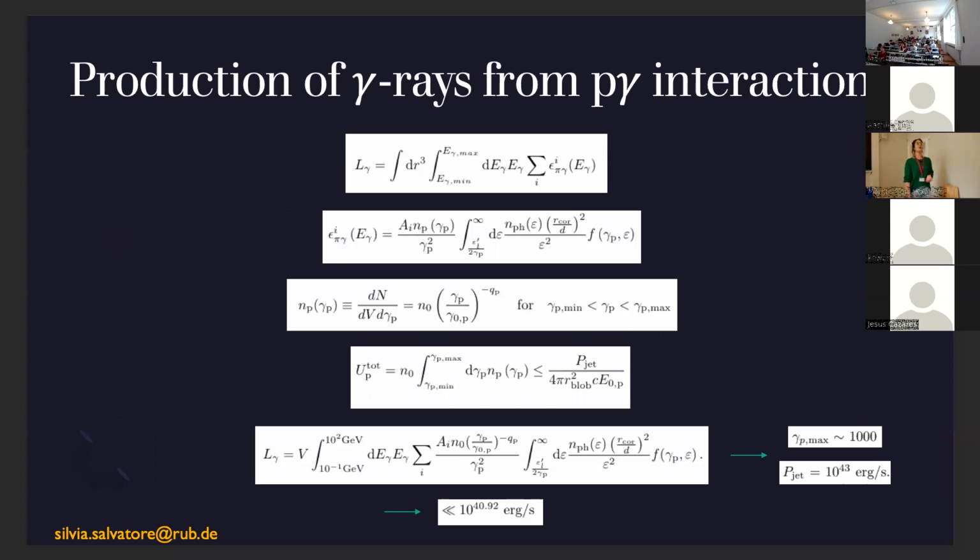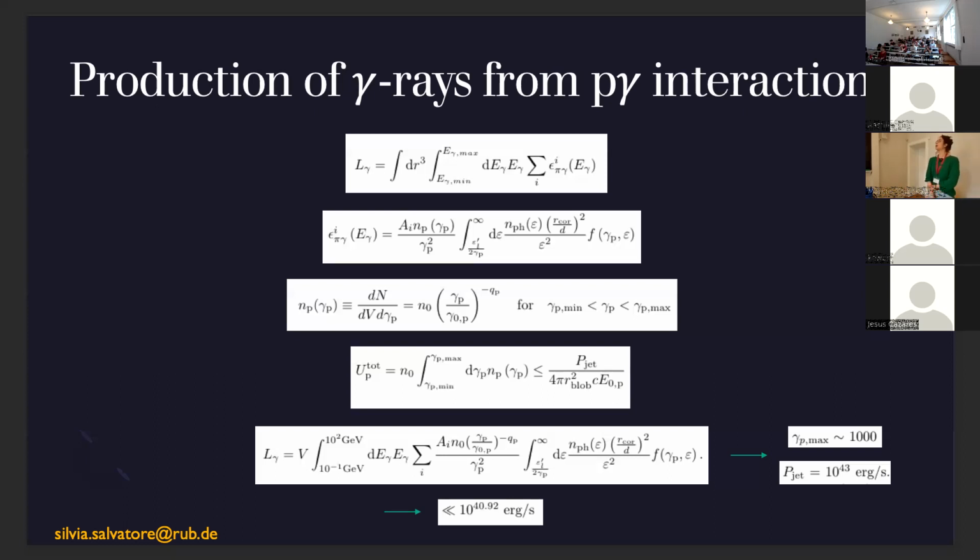Another scenario where we could produce these gamma rays is the p-gamma interactions. So here is again another analytical calculation. What we do in the first expression is just the definition of the gamma ray luminosity with respect to the photopion emissivity epsilon, which is given in the expression below. Then we inject a number density of protons as a power law, and we constrain it in such a way that the whole power does not exceed the power of the jet, which is written in the fourth expression there. And we end up with the final expression that you see at the bottom of the slide.